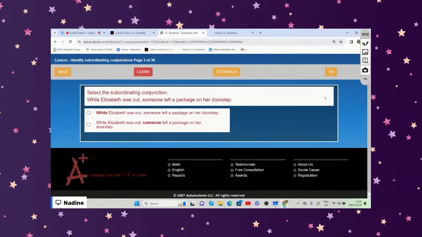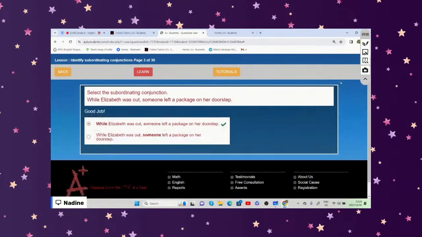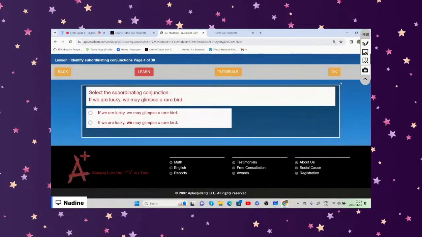All right, so if we select our subordinating conjunction, we will say while. Because while also introduces a subordinating conjunction, which is while Elizabeth was out, then someone left the package on the door. So while is correct. Well done.